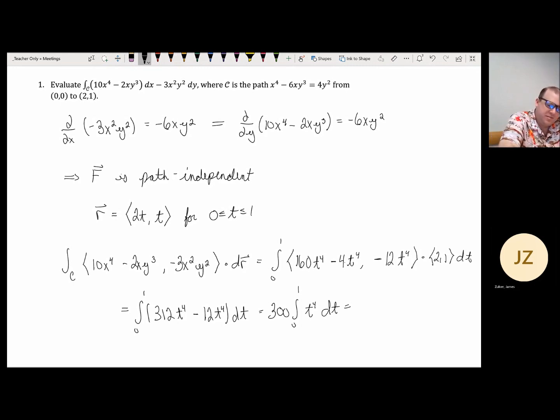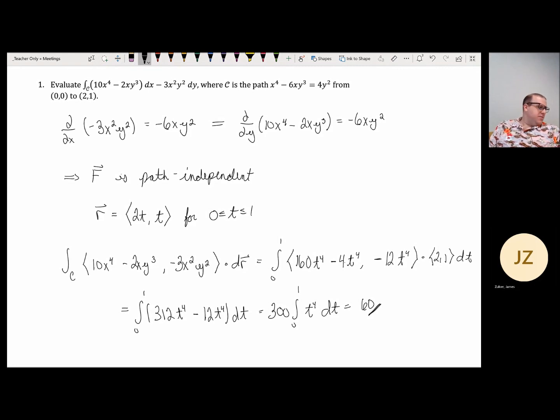Perfect. Gives you 60. Which is what I got by finding a potential function. I think that was less work. Right, because remember, conservative vector fields, the path does not matter. All that matters is your starting point, your ending point.